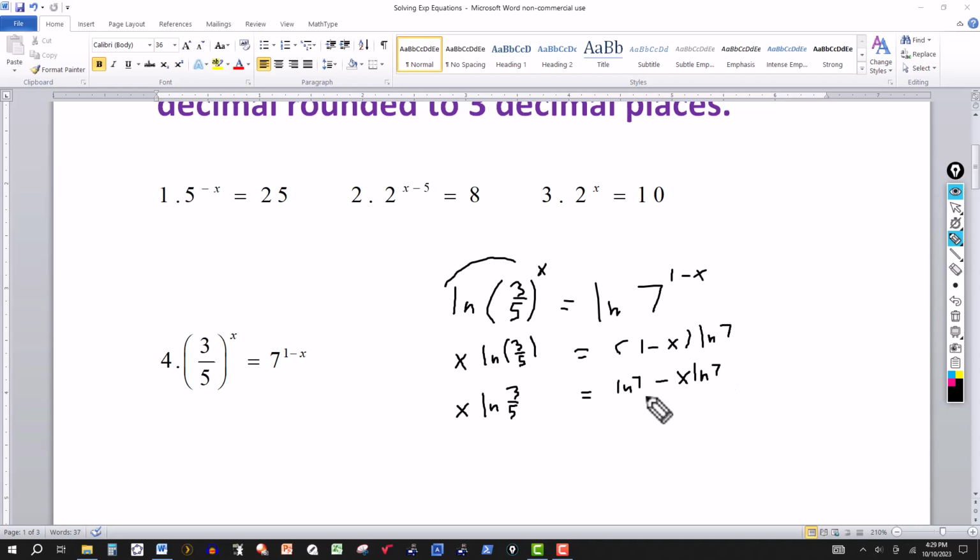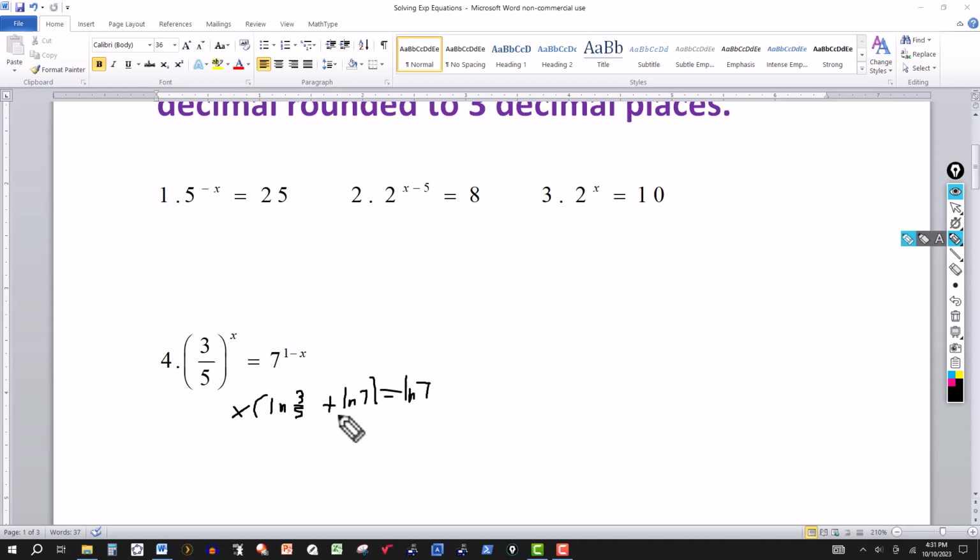I want to solve for x, so I want to collect my x terms here. So this will be x ln 3/5, and bring this over to this side. So this will be plus x ln of 7. I'll leave the ln of 7 over here on this side. So I want to solve for x. On the left side, I'm going to factor out an x, and in parentheses I'll have ln 3/5 plus ln of 7. And that's going to equal, on the right side, ln of 7.